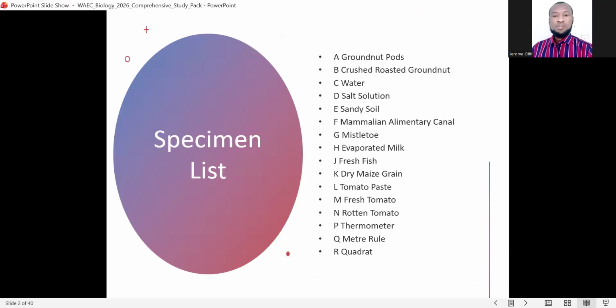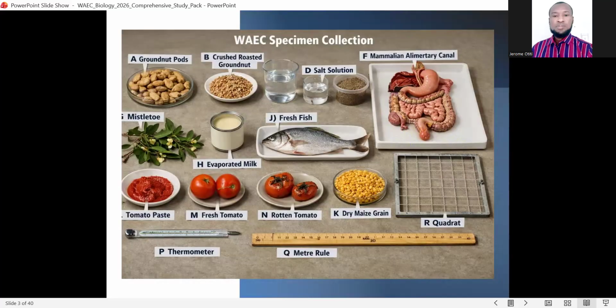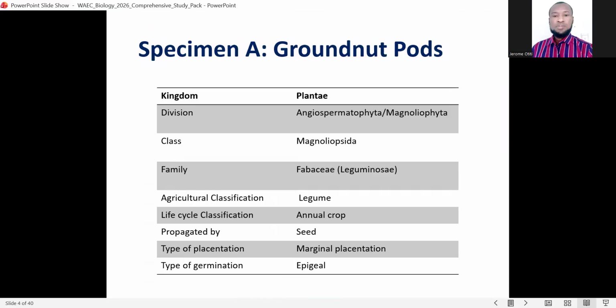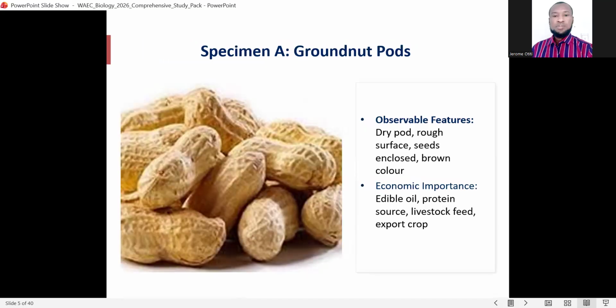I will explain some major ones while you read the rest by yourself because the slides are many. The pictorial view of the specimen. This is the groundnut, so you'll be able to know the kingdom to class, the type of crop, that is legumes, what is propagated, type of placentation, and type of germination. You can also know the pests and diseases that affect them.